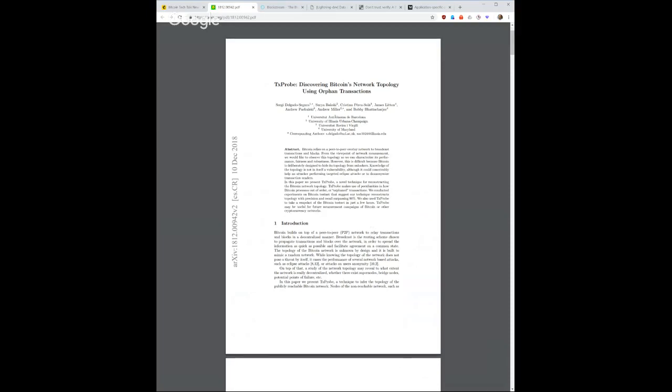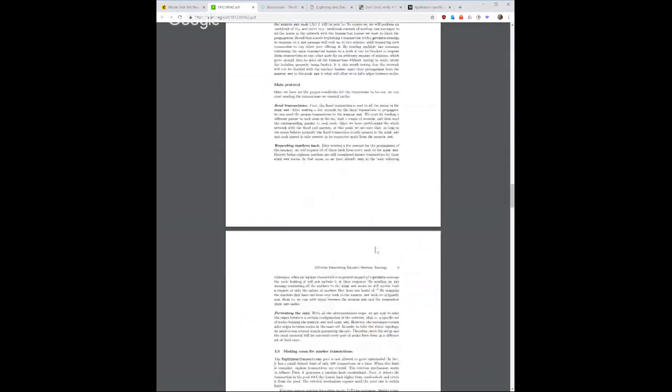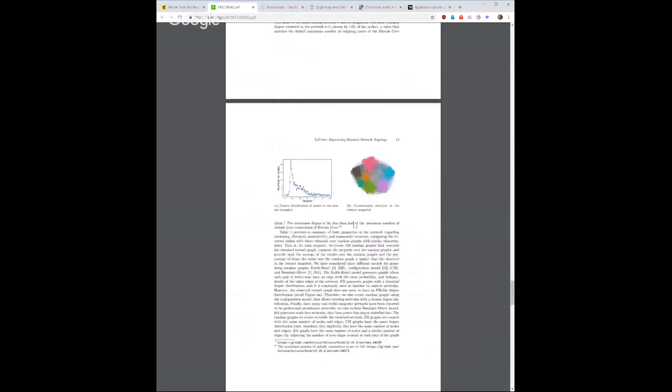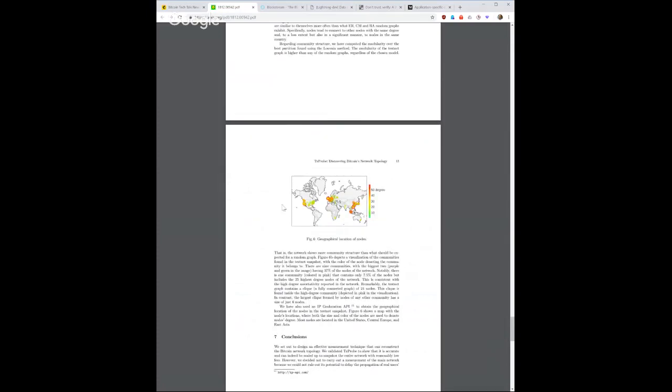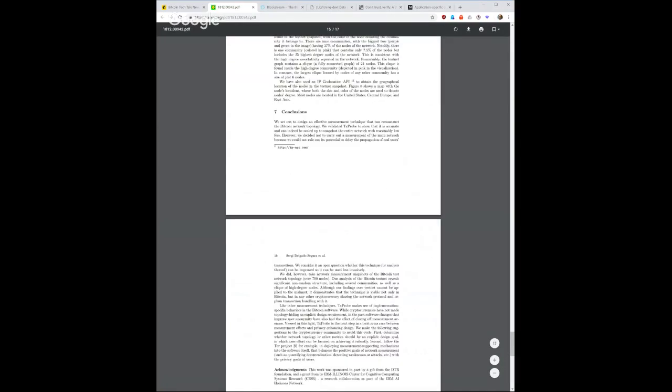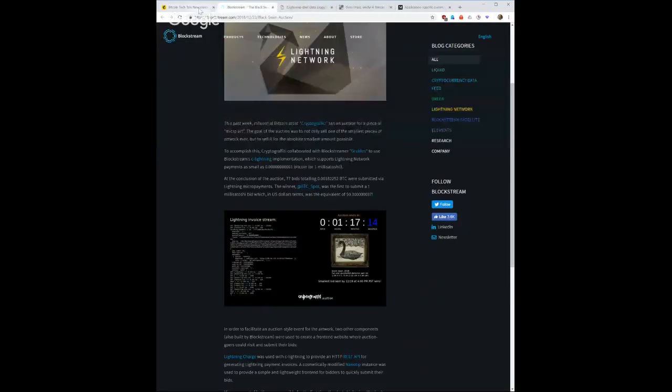All right, next story is about TxProbe, and this has to do with discovering Bitcoin's network topology using orphan transactions. Once again, we're taking a look at transactions and seeing where they originate, and what the actual topology of Bitcoin looks like. There's a really cool graph right here about where the actual nodes are being run, and it's a good way to think about the network topology of Bitcoin. I think an analysis of that using something like Lightning eventually would be really interesting as well. Anyway, good technical paper. Encourage you guys to look at it as well.